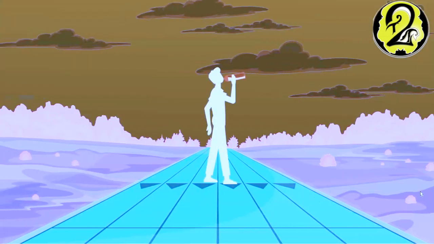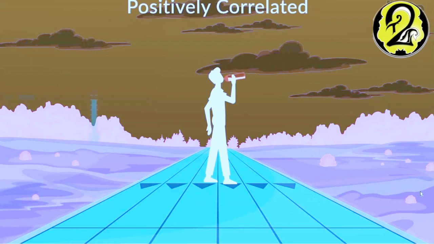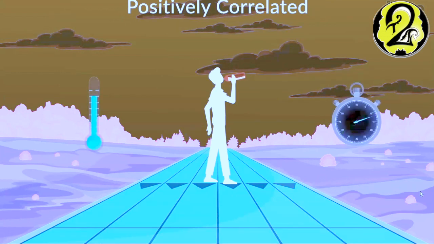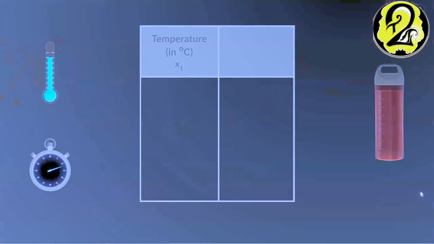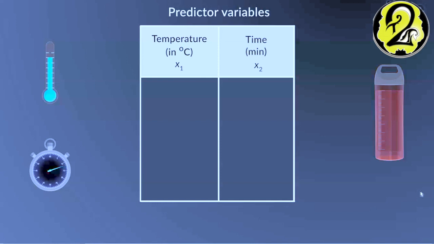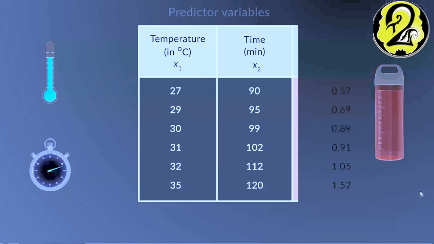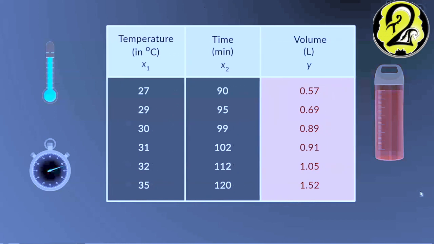For example, the water consumption of athletes is positively correlated with both the temperature and the total amount of time practiced. Here, the temperature and the total amount of time practiced are the predictor variables that can be independently set. The water consumption is the response variable, as it depends on the other two variables.